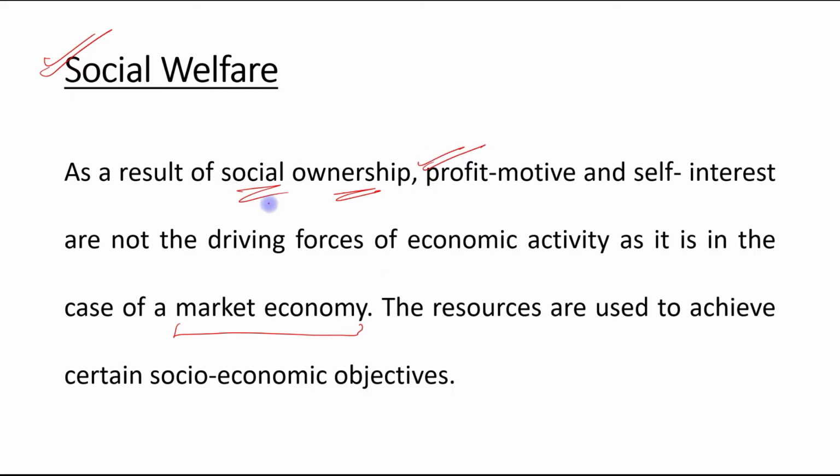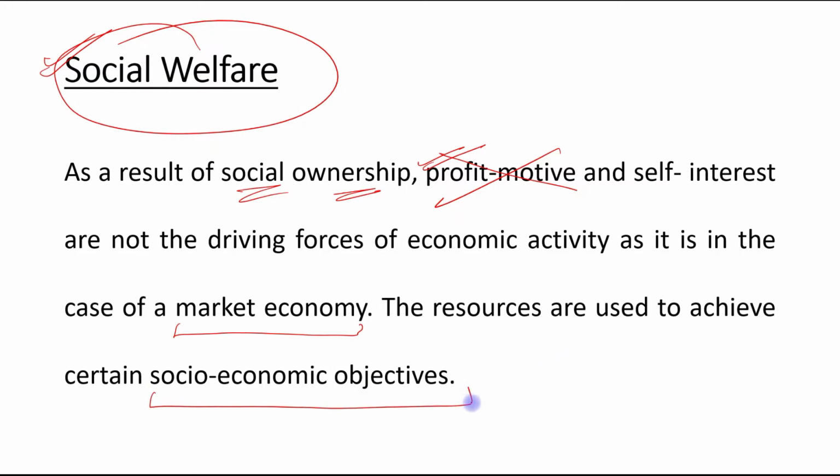बट क्योंकि यहाँ पे सोशल ओनरशिप है, यहाँ पे सारे के सारे जो रिसोर्सेज हैं उसका जो कंट्रोल है वो गवर्नमेंट के पास है, एंड दैट इज अ रीजन. जो मेन पर्पस है यहाँ पे वो प्रॉफिट मोटिव नहीं है, वो क्या है, सोशल वेलफेयर. The resources are used to achieve certain socio-economic objectives. तो जो resources का use किया जाता है, they are basically used to achieve socio-economic objectives of the society.